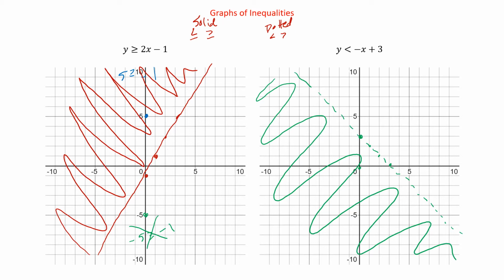I know that there's always tricks. It's like, oh, if it's greater than, it's this way. If it's less than, it's this way. That works if it's in slope-intercept form. It does not work if it's in standard form, and it can get you in trouble when we get to quadratics and stuff sometimes. A safer bet is to plug in a couple points.